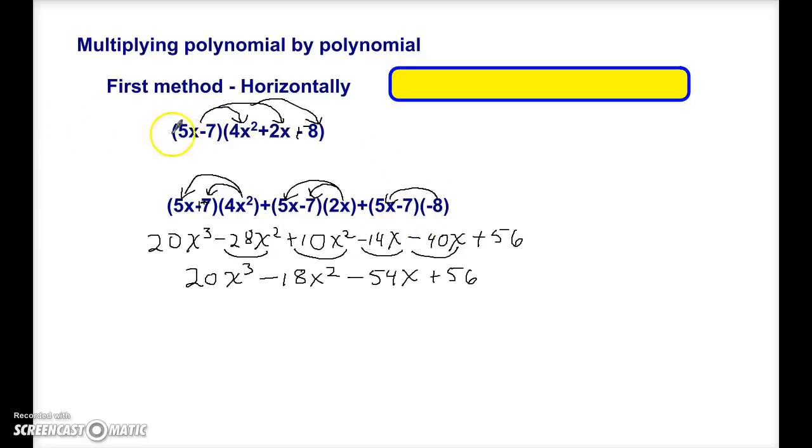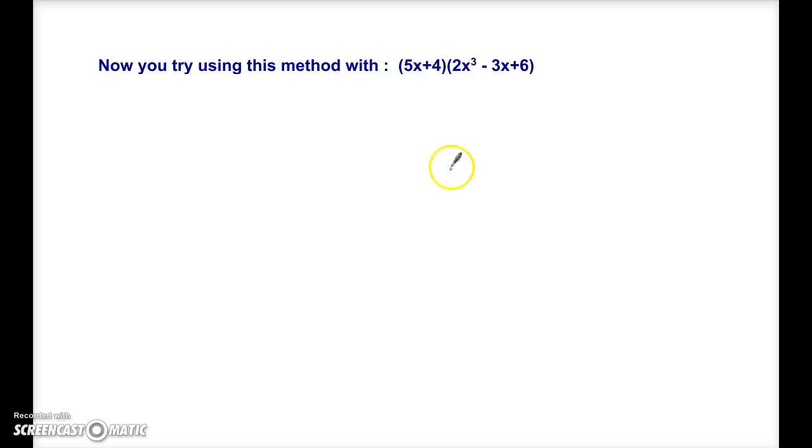Again, what you do is you take your first factor and distribute it over each of the terms in the second polynomial. Let's give you a chance to try one on your own. Try this one.